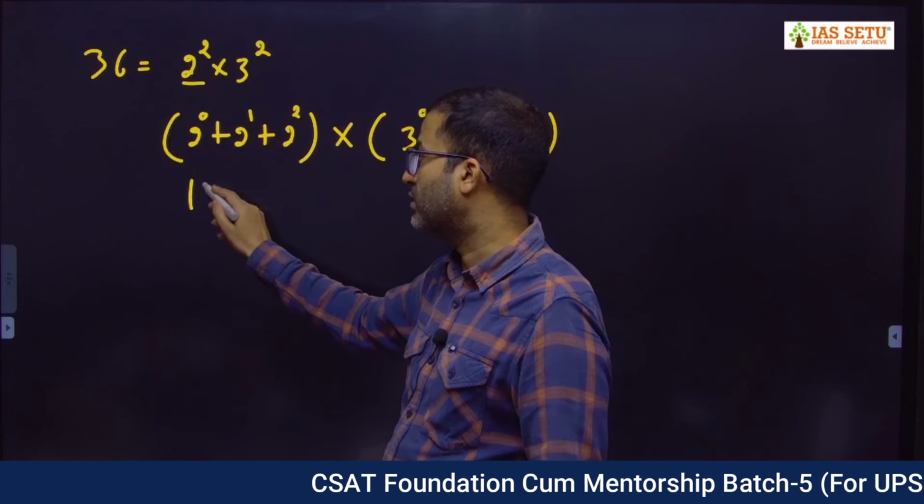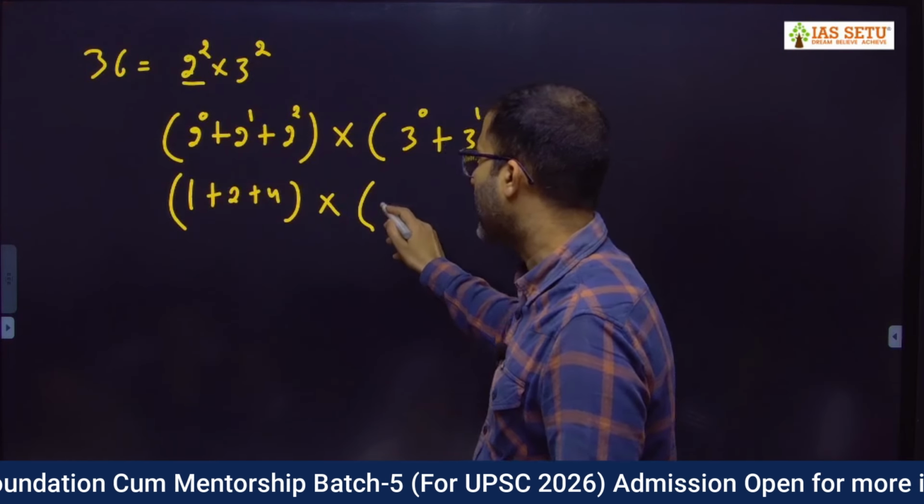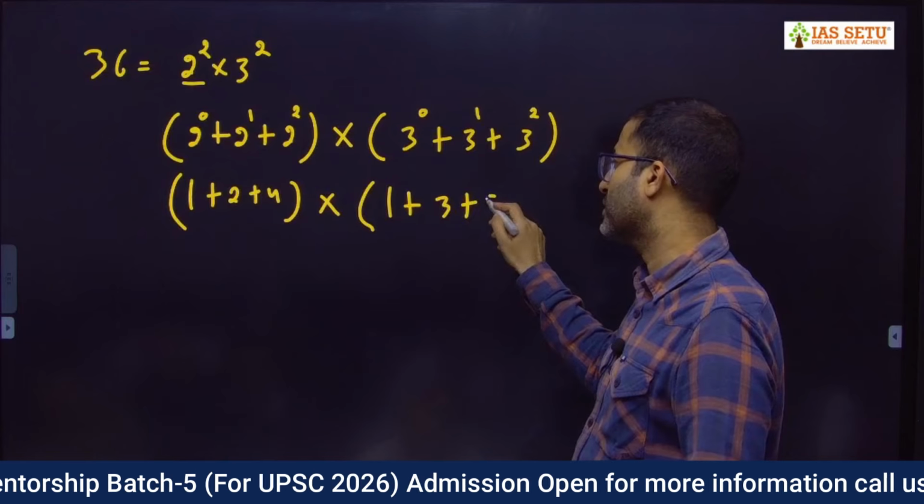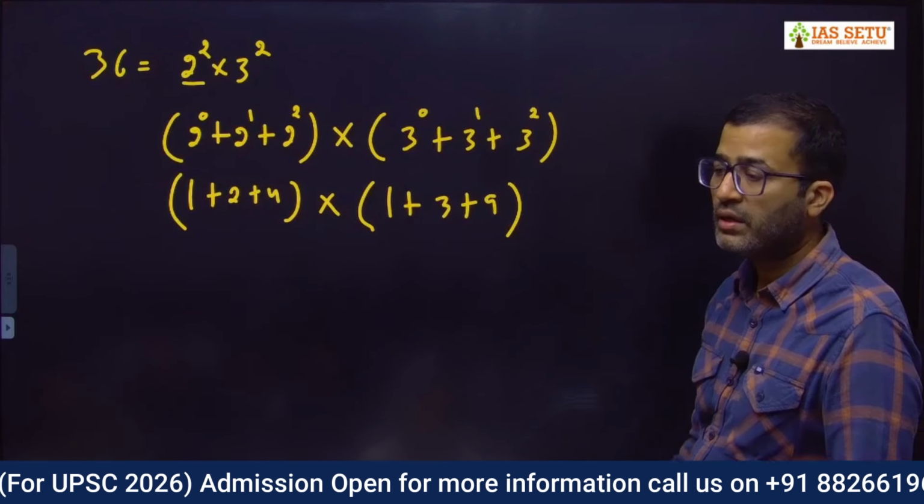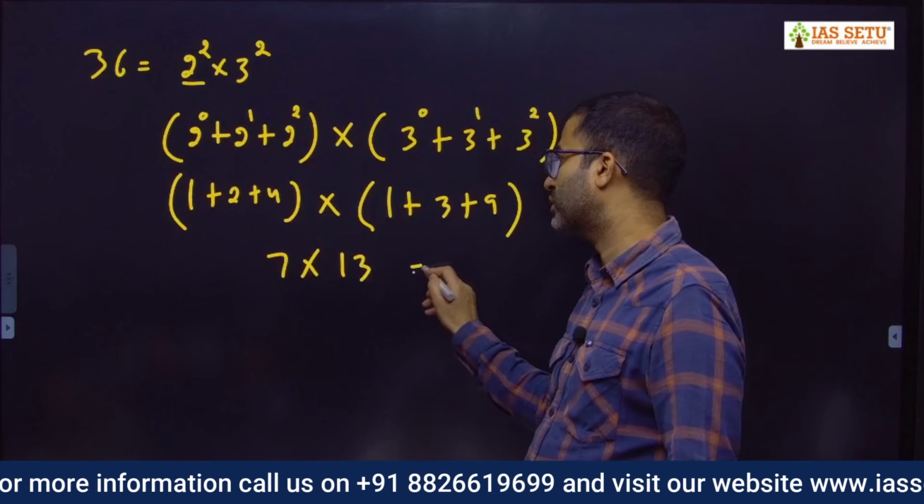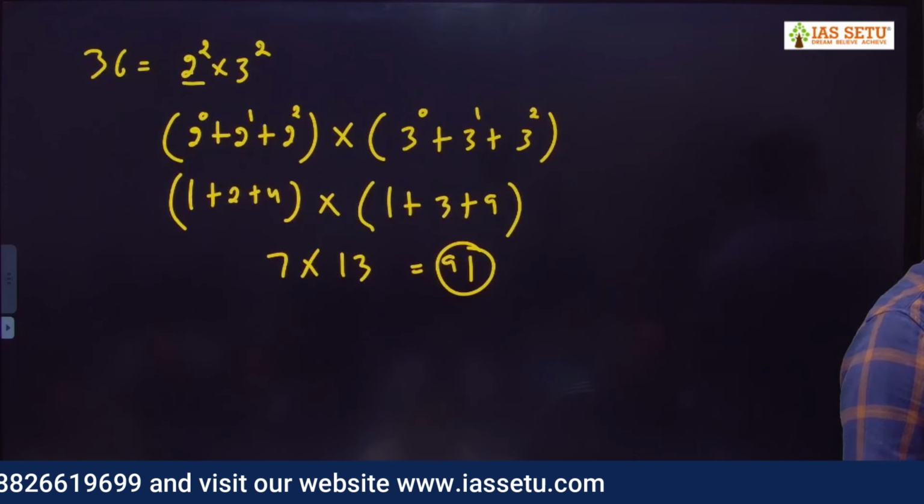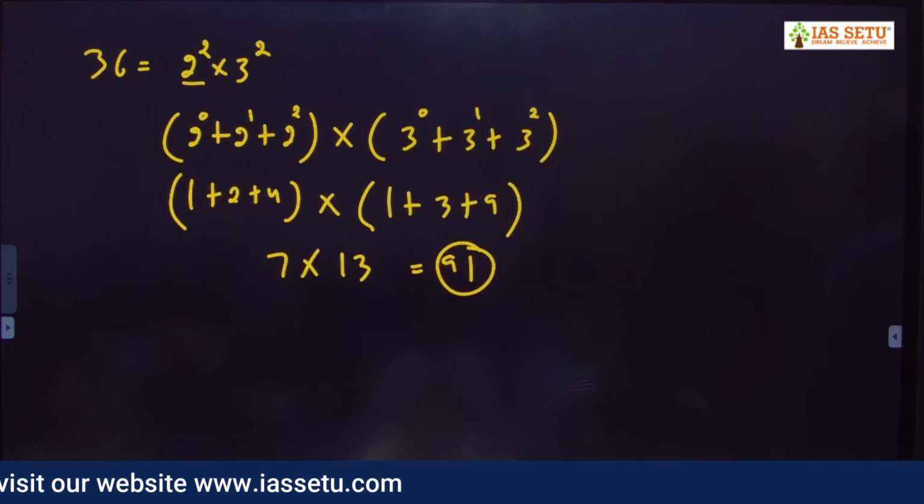So it is 1 plus 2 plus 4 bracket close. Second bracket में 1 plus 3 plus 9. 9 plus 3 is 12, plus 1 is 13. 7 into 13, your answer is 91. So what is the sum of the factors of 36? We have 91.